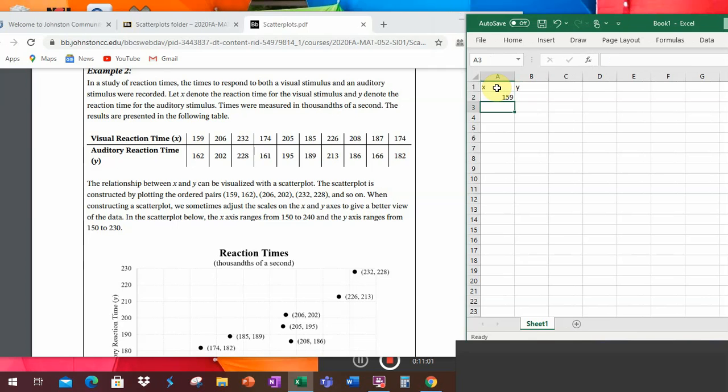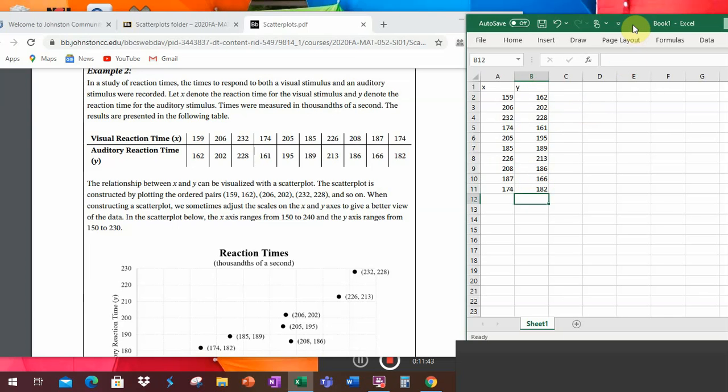So I'm going to do 159, 206, 232, 174, 205, 185, 226, 208, 187, and then 174. I want to put along my X column. I'm going to do columns instead of having it at horizontal. 162, the matching, 202, 228, 161, 195, 189, 213, 186, 166, and then 182. Same number in each one.